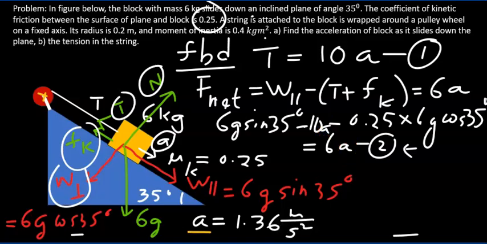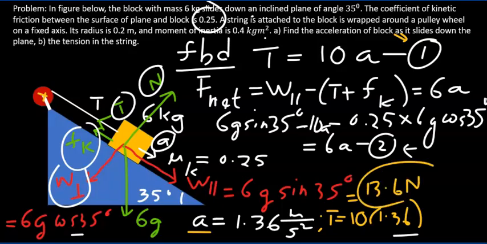Substituting a in equation 1, you can get the value of tension. So tension is 10 times a, so a is 1.36. So tension turns out to be 13.6 newtons. And that solves the problem.